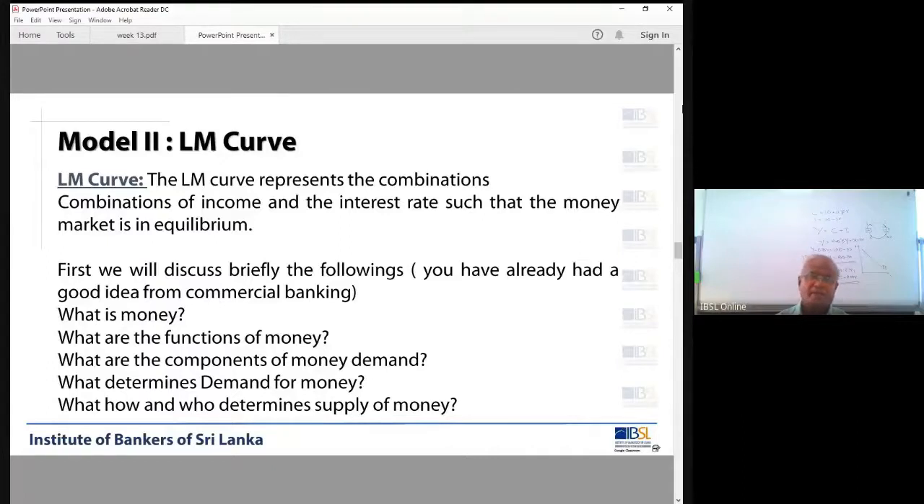Okay. Then the money, briefly, I am not going to discuss this in detail. So what is money? We discussed different forms of money. Then the functions of money. What are the key functions of money? Money can be used as a medium of transactions, a medium of exchange, to buy goods and services. Store of wealth. You can store your wealth using money. Then what are the other functions? Medium of deferred payment.